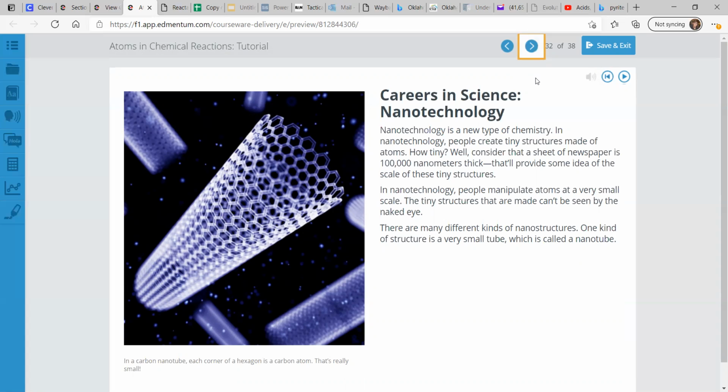There are many different kinds of nanostructures. One kind of structure is a very small tube, which is called a nanotube. And this right here is a carbon nanotube. Each corner of a hexagon is a carbon atom. So that's really small.